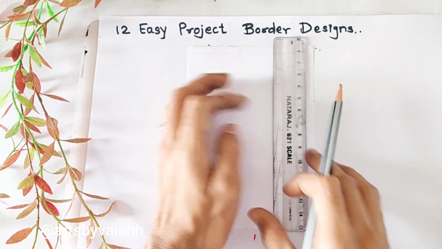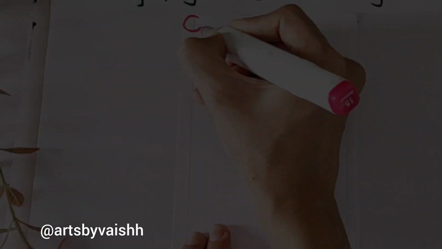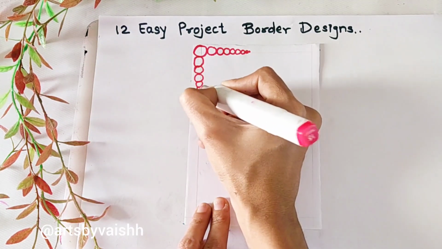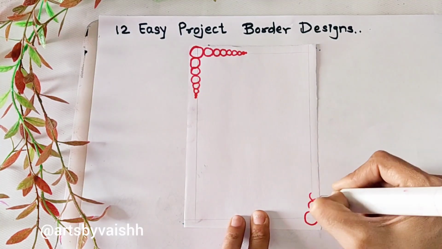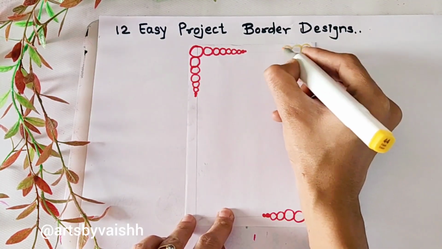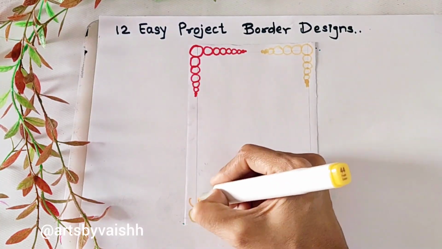This one is very simple. I am trying to draw a pencil border and drawing bubbles from bigger shape to smaller ones with red color and yellow color. And it's done.